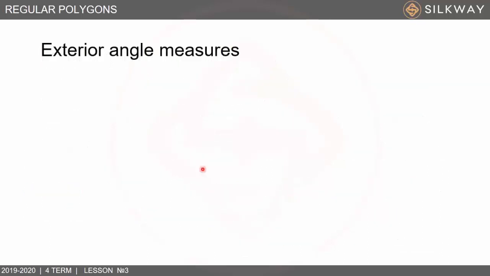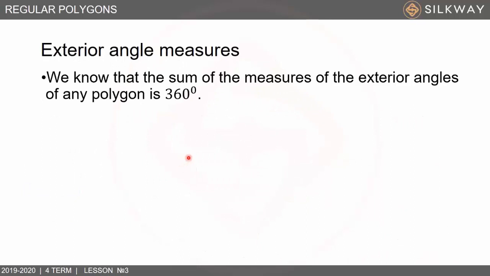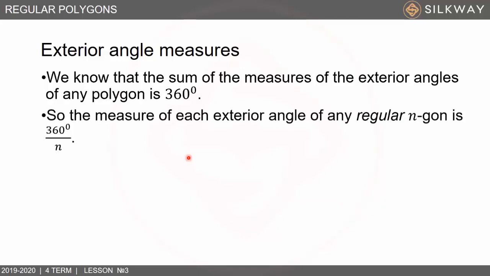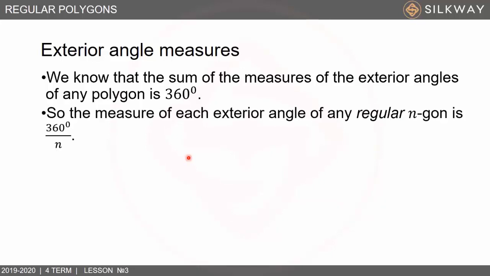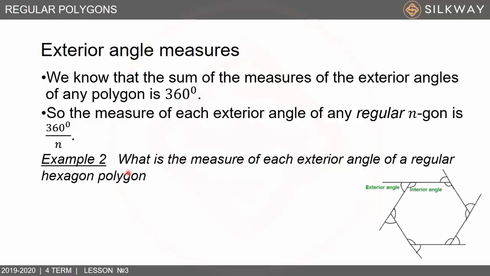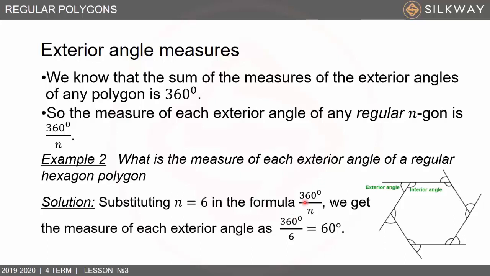Okay. Exterior angle measures. We know that the sum of the measures of the exterior angles of any polygon is 360 degrees. So the measure of each exterior angle of any regular n-sided polygon is 360 degrees divided by n, where n is the number of sides. Example number 2. What's the measure of each exterior angle of a regular hexagon? We know that a hexagon has 6 sides. From that, if you use this formula, we just divide 360 by 6. And each exterior angle is equal to 60 degrees.